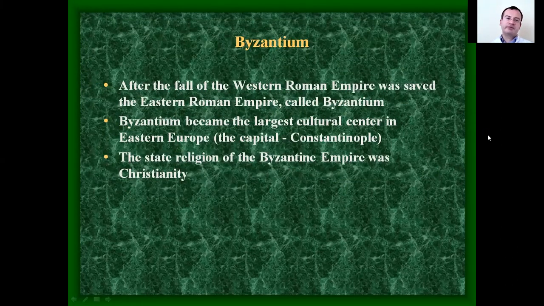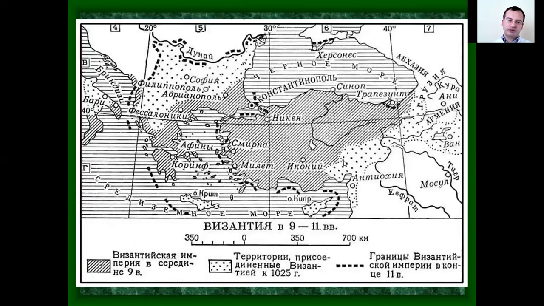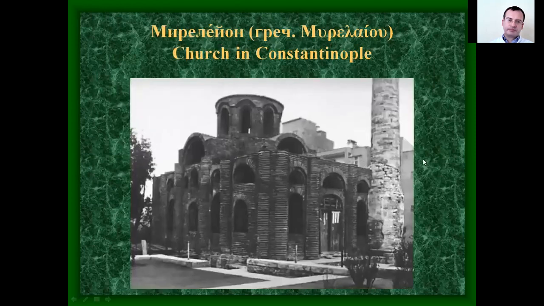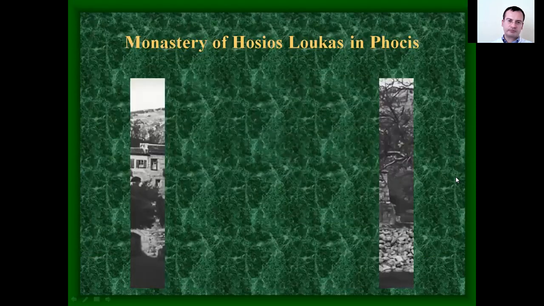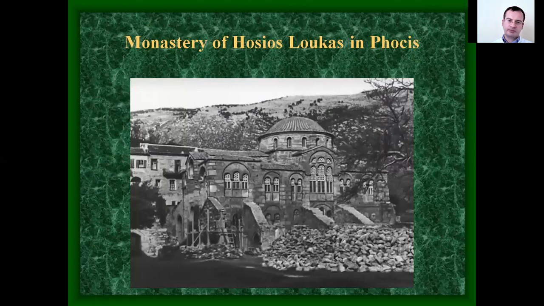Byzantium. After the fall of the Western Roman Empire, the Eastern Roman Empire survived. It was called Byzantium. Byzantium became the largest cultural center in Eastern Europe, with its capital, Constantinople. The state religion of the Byzantine Empire was Christianity. It is a church in Constantinople. The monastery.